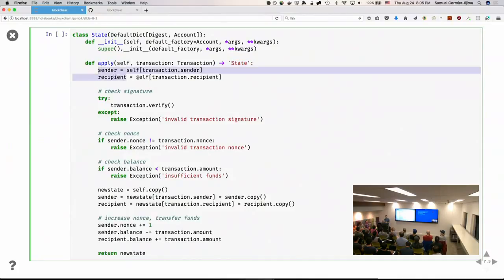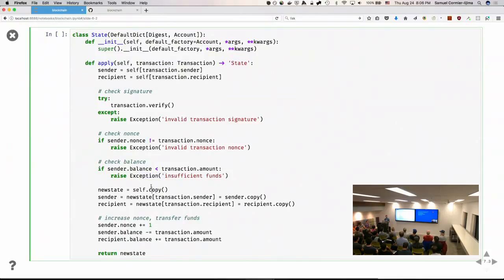To apply a transaction to the state, we get the accounts for the sender and the recipient from the transaction. We're going to check that this signature is valid. We want to make sure that the person who is sending really did sign this transaction. And then we check that the nonce matches. So we're just checking that the nonce of the sender's account and the nonce in the transaction are the same. And then we check that the sender has enough funds to actually make this transaction. If their balance is too low, then we'll error out.